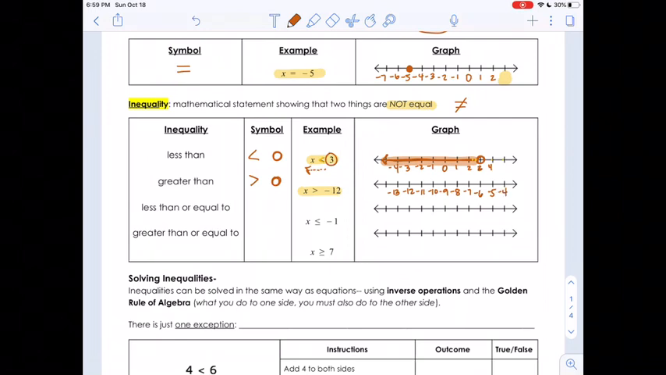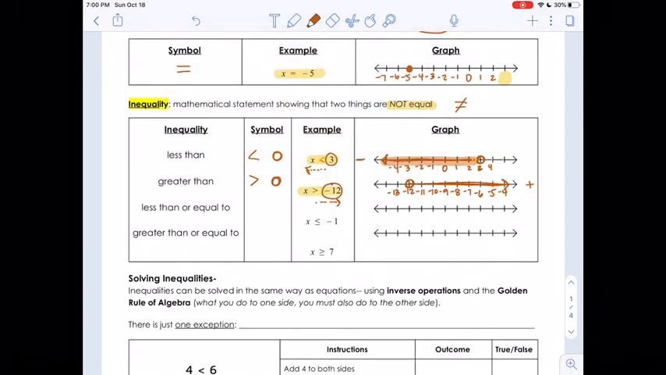Okay, so my open circle is going to go on negative 12, and x has to be greater than that. What that means is my values are going to be to the right in the positive direction. To the left is in the negative direction. To the right is positive. These numbers are getting increasingly more positive. They're getting greater. So as we move to the right, this is my solution set here.